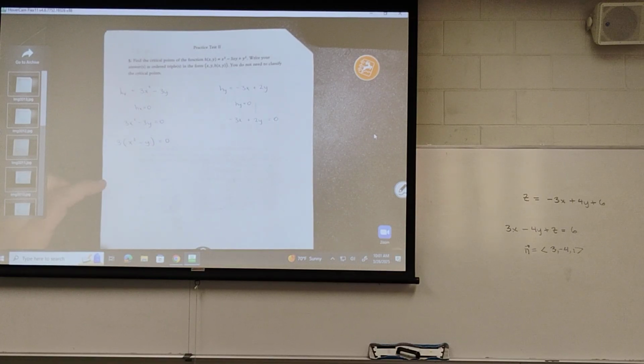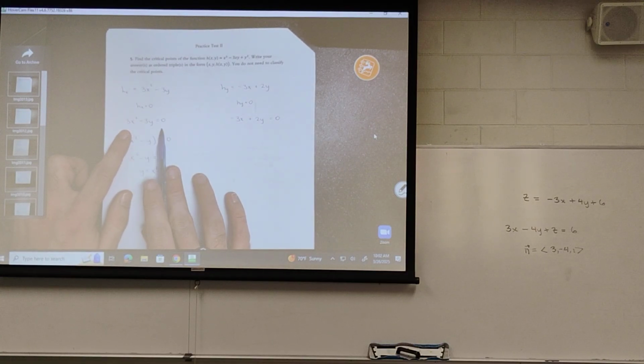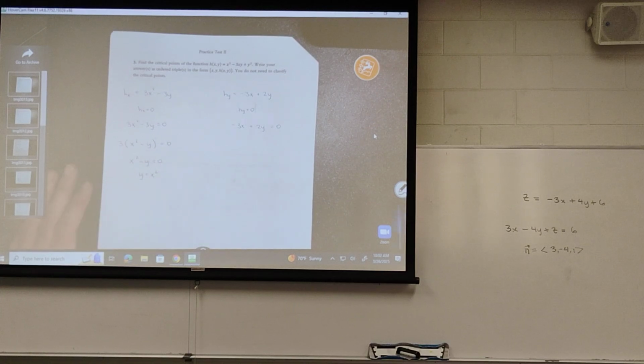Okay. Easy. So now I got x squared minus y equals 0, so y equals x squared. You could have just divided both sides by 3. You'd still land on this. Same thing.